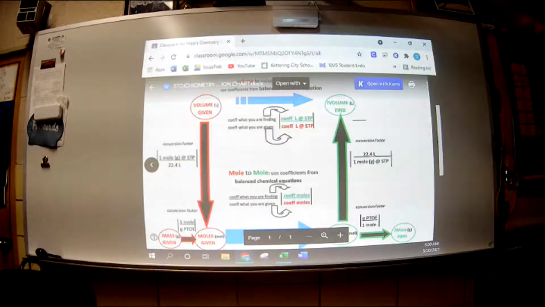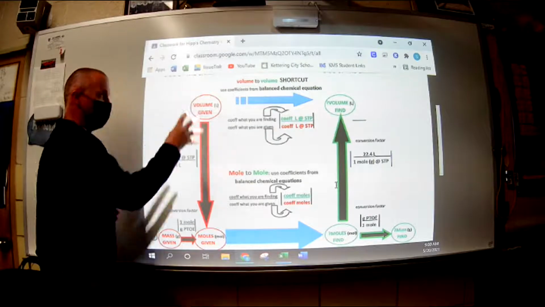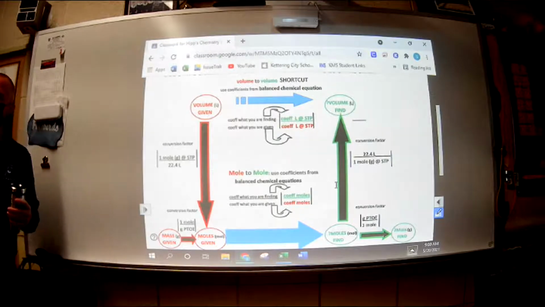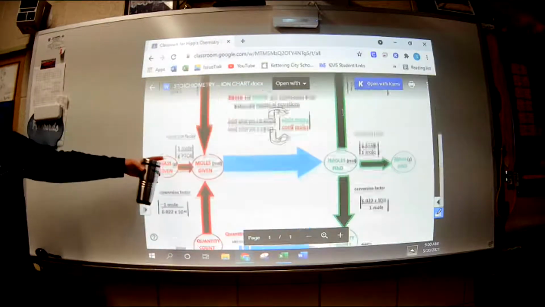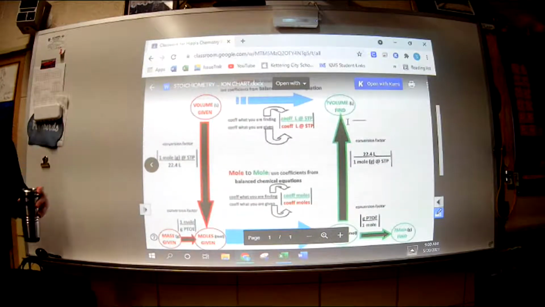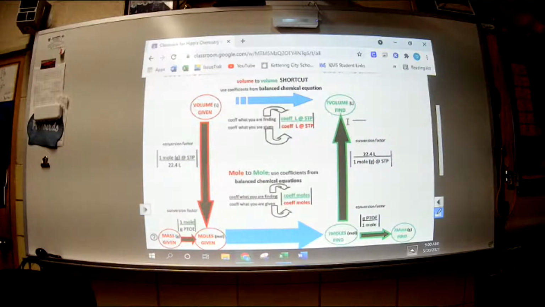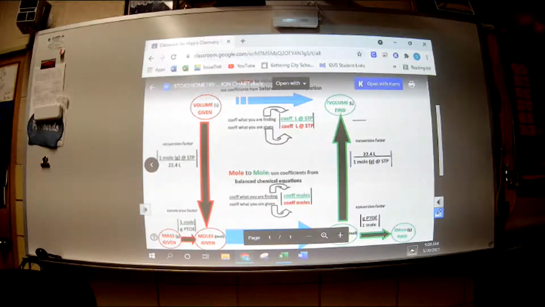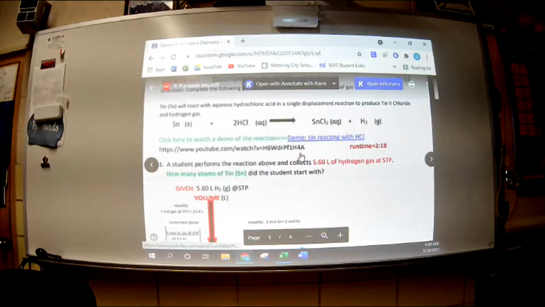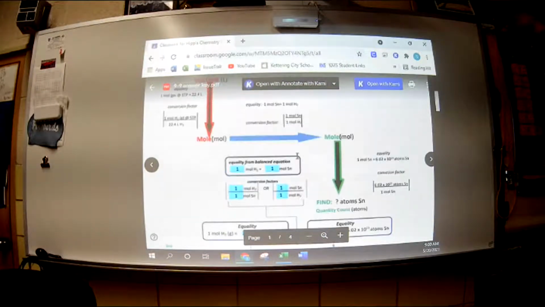We also learned a little bit about a little shortcut on this chart, going from one side to the other. The homework, we dealt with the shortcut. If you're given a volume and you're asked for a volume, there's a shortcut. You don't have to go from volume down to moles, over to moles, and back up to volume. And we'll take a look at that. What was that, problem number 8 or something like that? Let's take a look at what we were dealing with here in 9-9. Give you a chance to ask any questions on 9-9. Let me know what you have.